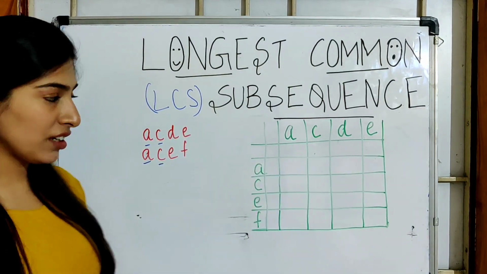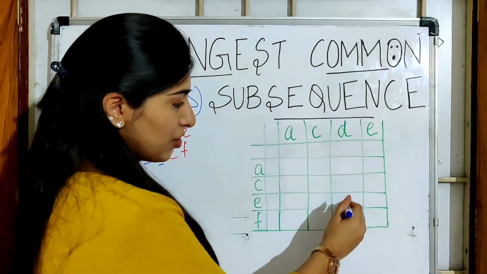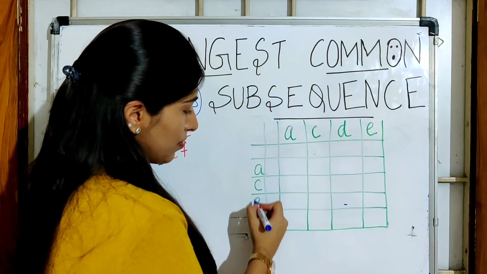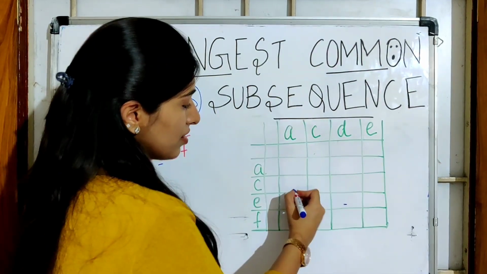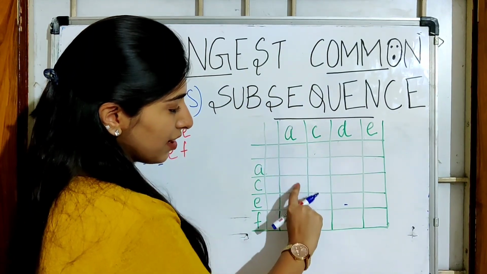So it's a 2D matrix. What does this denote? Consider this particular box. What does this box mean? This box means we are considering the sub-problem ACE and ACD. What does this box mean? It means we are considering the sub-problems of strings AC and A.